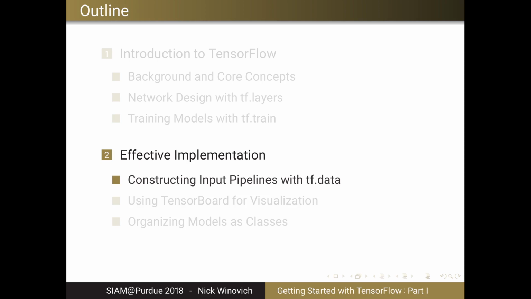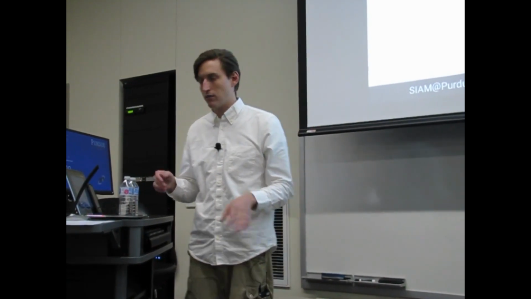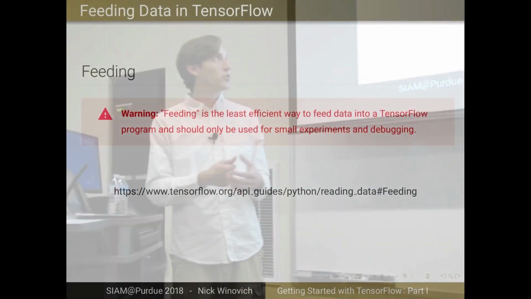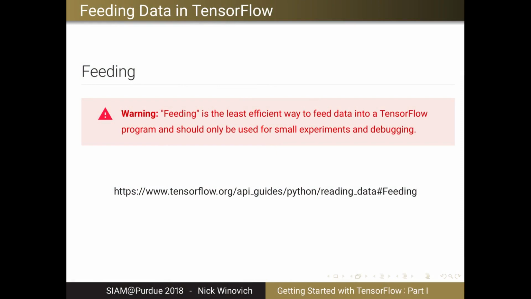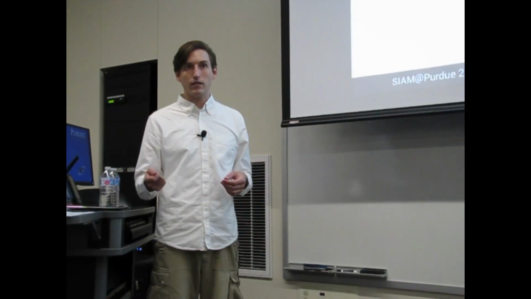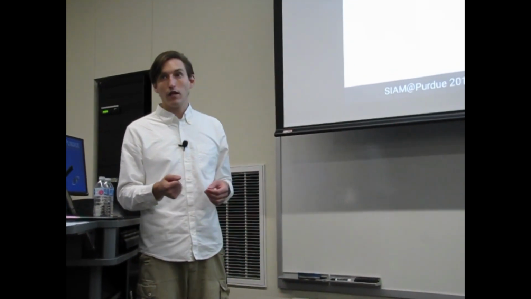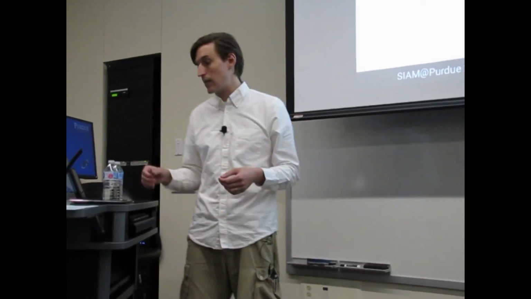OK, so now I want to move on with just the last bit of this talk to implementation details. I'll go through this a little bit quickly because this is actually still not the best way. We'll talk about that in the second half. But I just wanted to point out that feeding the data into your network is the least efficient way, according to TensorFlow. There are probably some less efficient ways, but it's definitely not the recommended way to feed data into your graph. Instead, what we'll use is a dedicated module, tf.data.